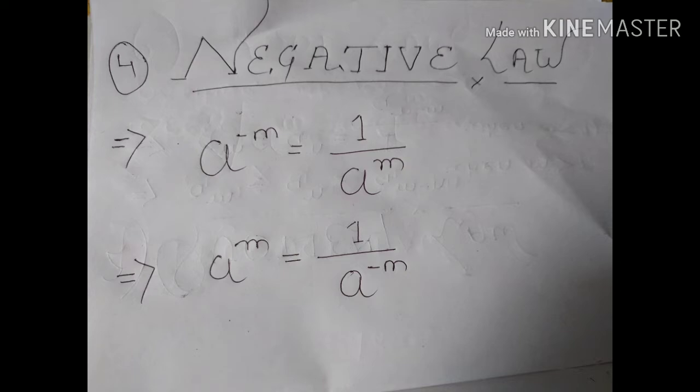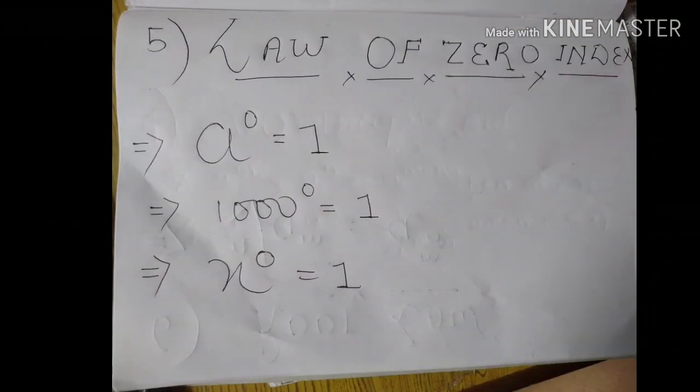Now we have a negative law. If a has a negative power m, it is equal to 1 by a to the positive power m, and if a to the power m is equal to 1 by a to the power negative m.